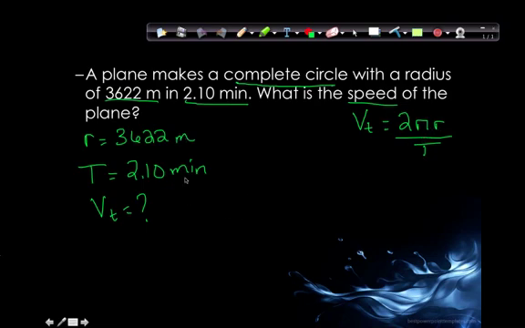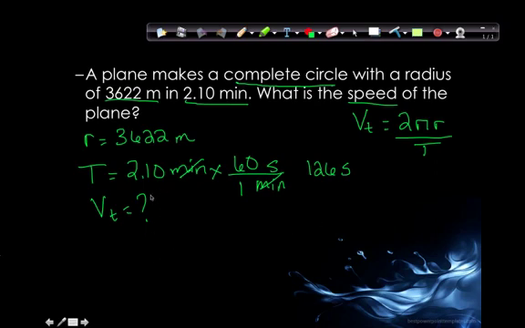However, I have meters and I have minutes. If I solve for it now, I'm going to get meters per minute. And I really wanted to have it in metric units, so let's put that into seconds. So I'm solving for seconds, so seconds will go on the top, minutes will go on the bottom. 1 minute is equal to 60 seconds. So 2.1 times 60 should give me 126 seconds. It's not 130, it's 126.